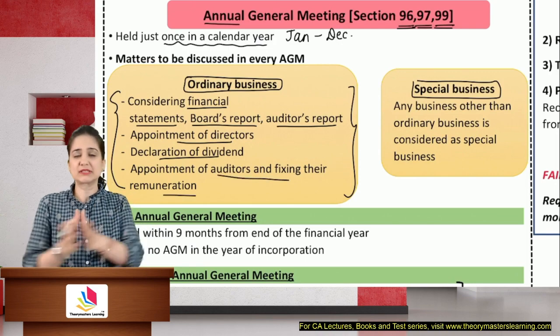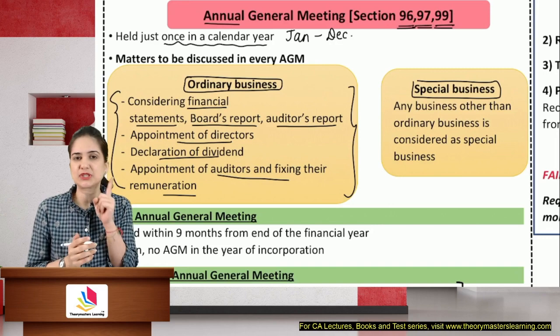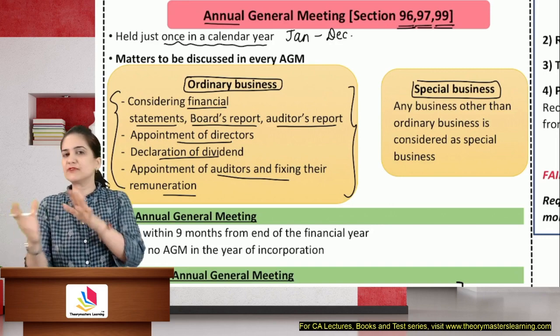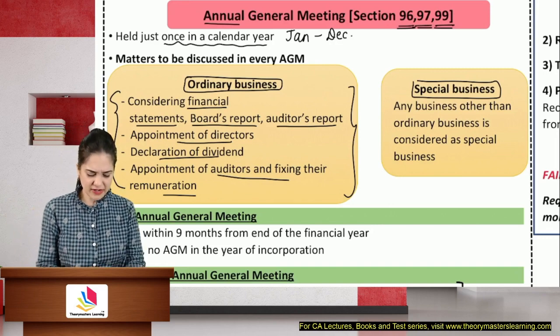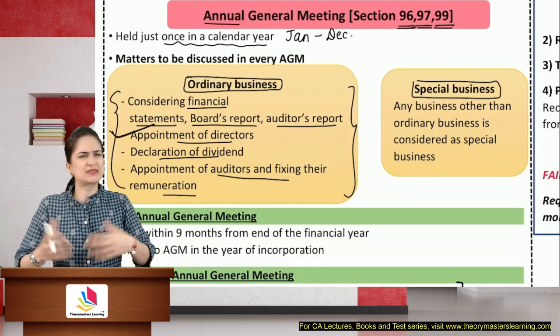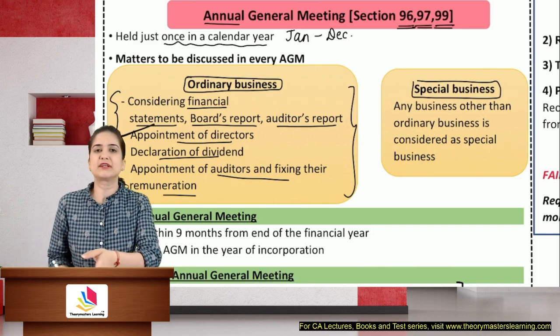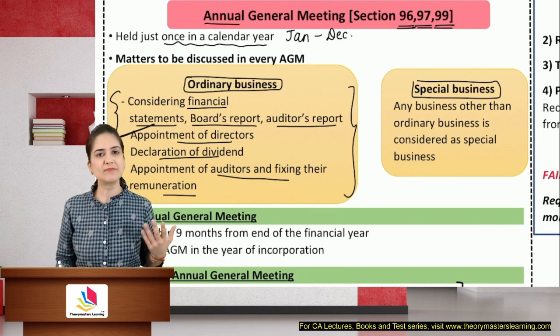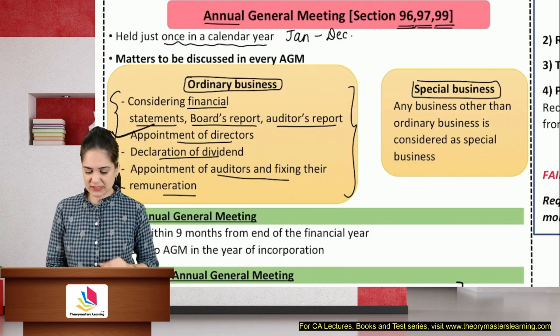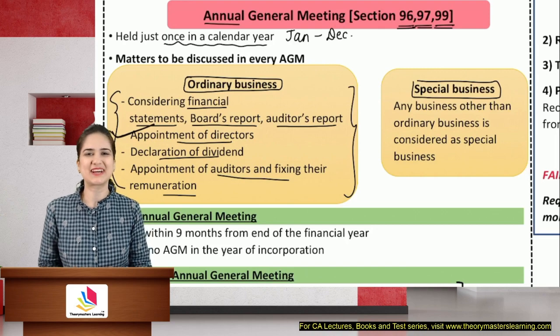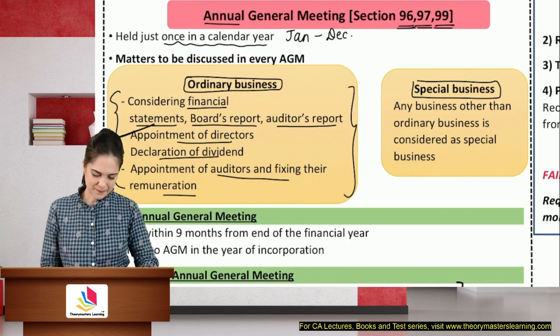This is ordinary business. It is not the business which is ordinary or special. It is the meeting which makes it ordinary or special. So if I am appointing an auditor, if I'm appointing a director in the annual general meeting, it's an ordinary business. But the same director, if appointed in any other meeting, that will become special business. Any business other than the ordinary is considered as special business.